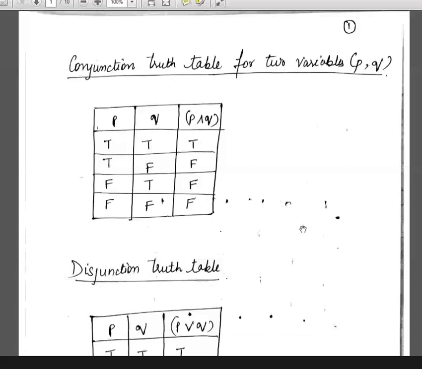Okay. So, I already discussed with you the meaning of conjunction, disjunction, negation, conditional and biconditional. Today I will discuss the truth table with you. I already discussed the truth table in the last lecture also.